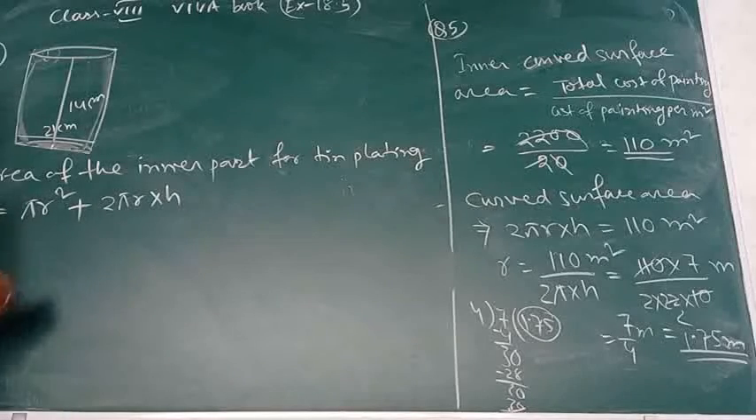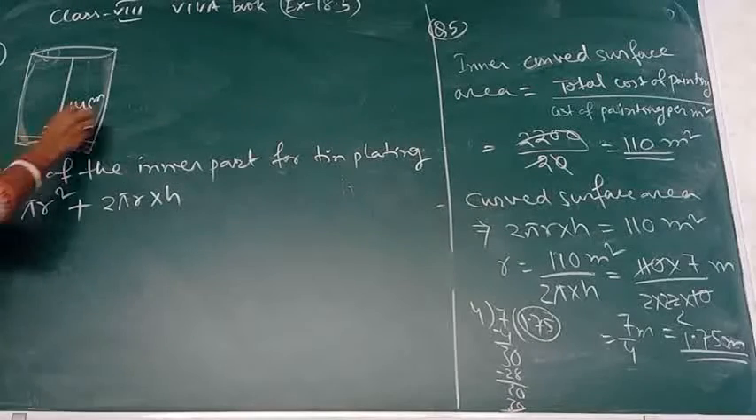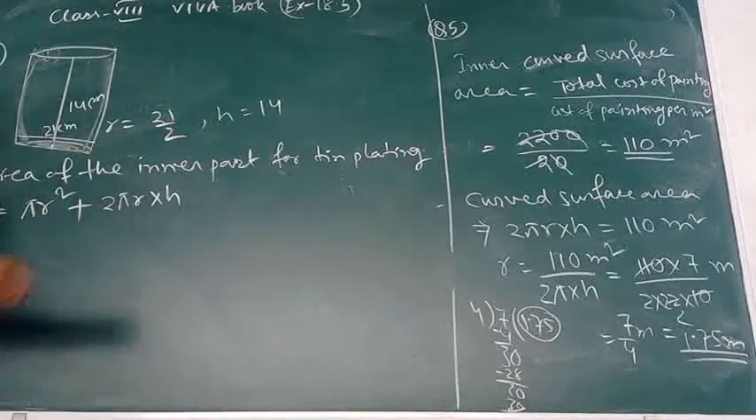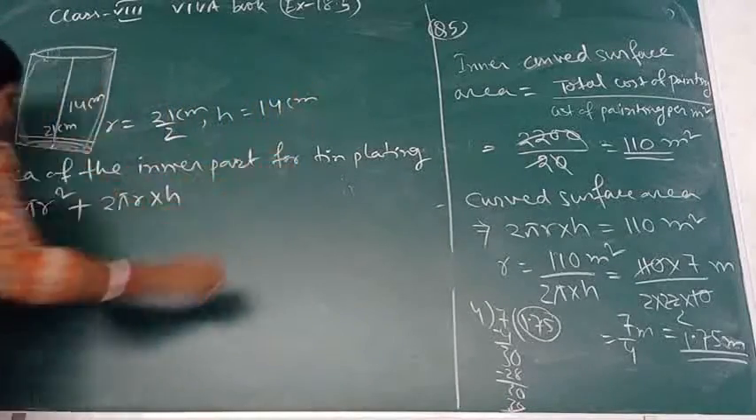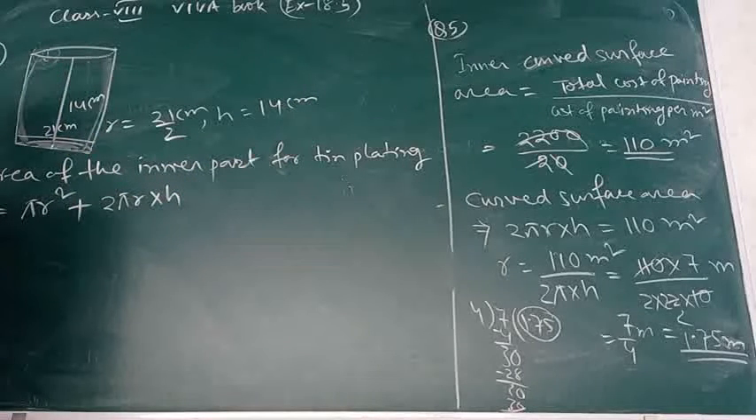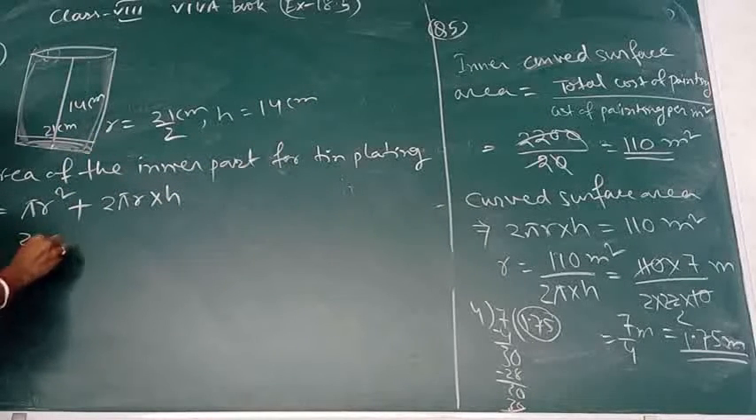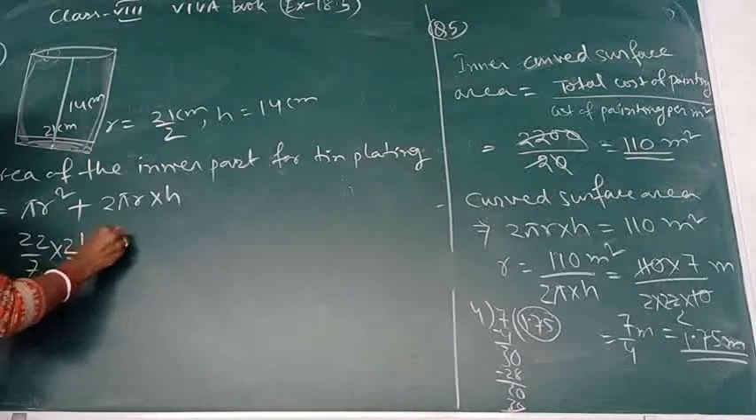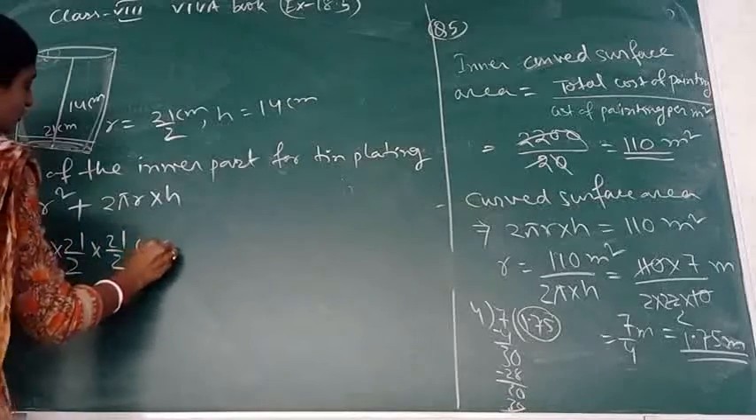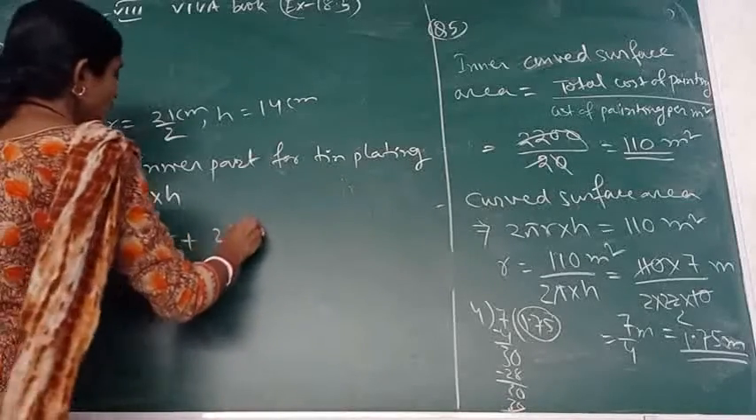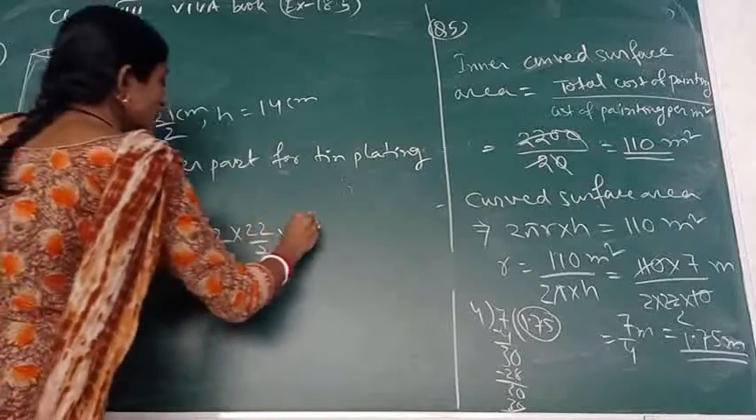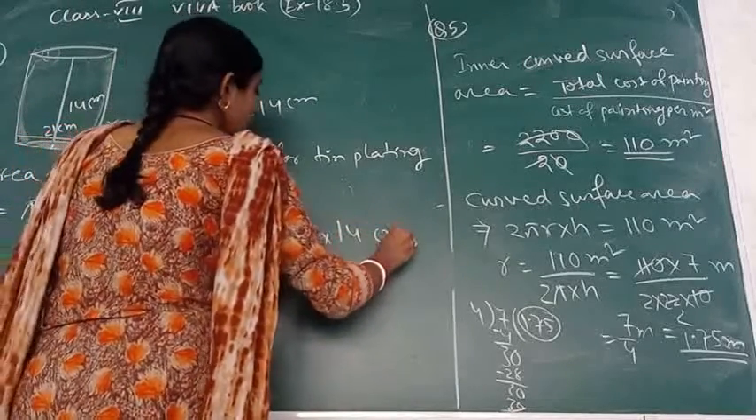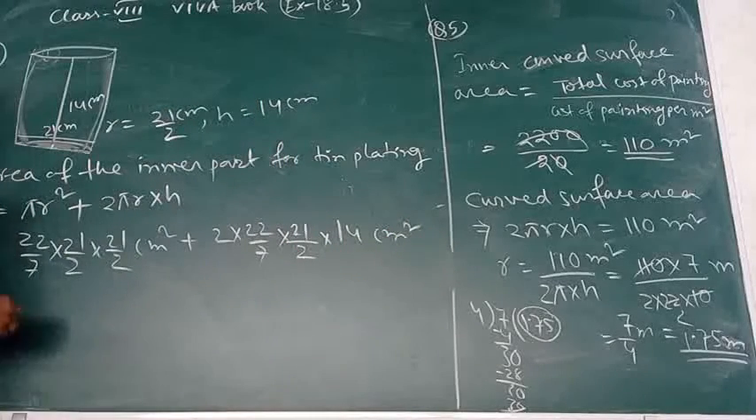Yes. So let's put in all the values. Whereas r will be 21 by 2, and h is given as 14. Both are in centimeter. Okay, let's put these data in and see what we are getting. 22 by 7 into 21 by 2 into 21 by 2. This is the radius, that much centimeter square, plus 2 into 22 by 7 into r, which is 21 by 2, and height is 14. That much centimeter square. Yes, let's cancel them.